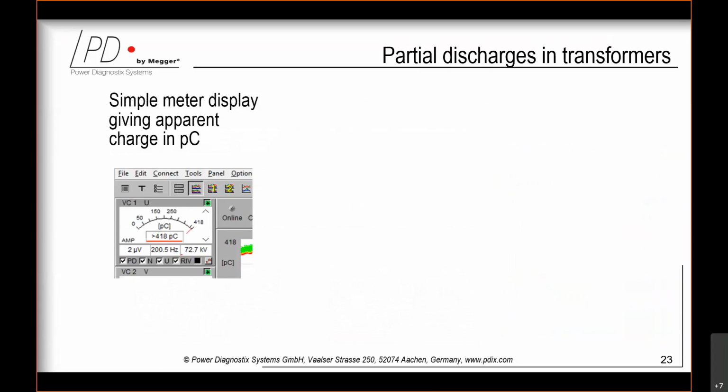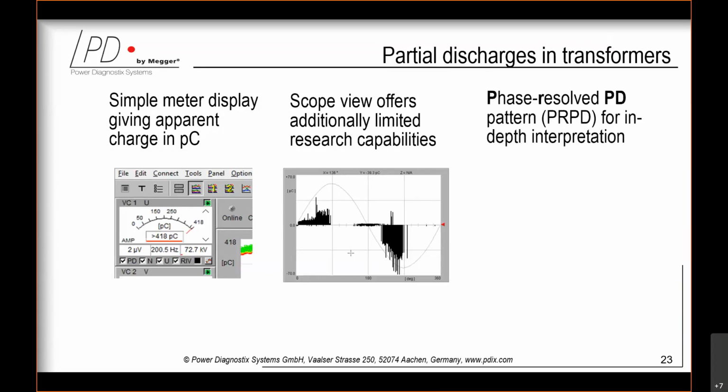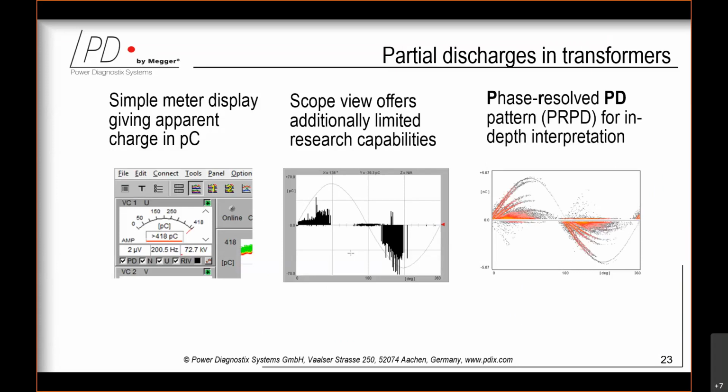So how do we see the partial discharge in the measurement system? There are different ways to visualize them. The easiest way is the simple meter display, which gives the apparent charge in picocoulombs. Then we have a scope view, which offers additional but very limited research capabilities. And the most advanced is the phase resolved PD pattern, the so-called PRPD, for an in-depth interpretation, where you record the PD activity over a certain period of time, and then you can interpret the results here.